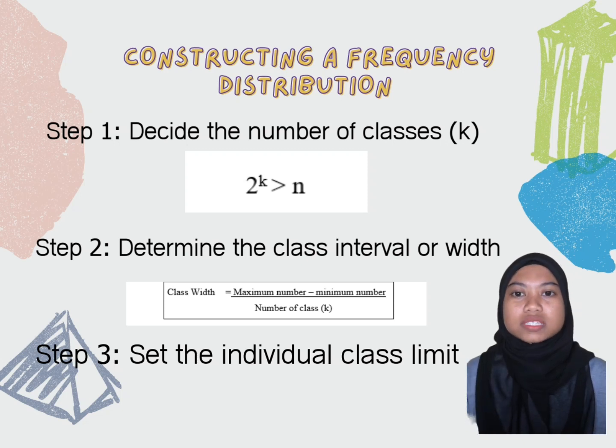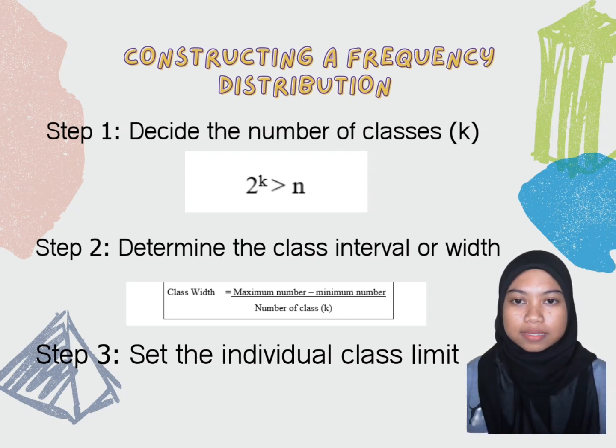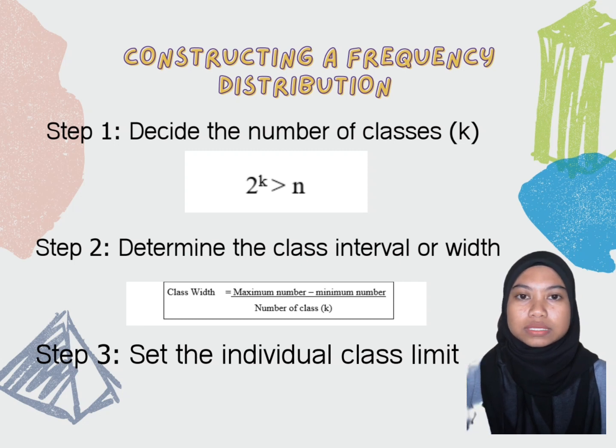The first step is to decide the number of classes, which is known as K, by using the formula 2 power of K more than N. Since N equal to 45, our K is equal to 6, because 2 power of 6 is equal to 64, which is more than 45. For the second step, determine the class interval or width, using the formula maximum number minus minimum number, divided by the number of classes, and we get our class width equal to 13.